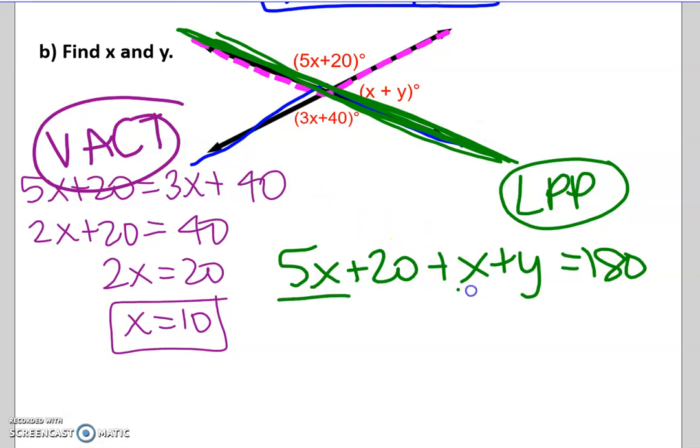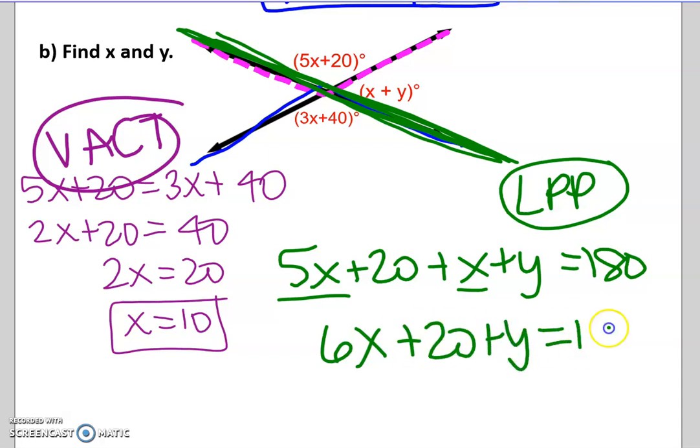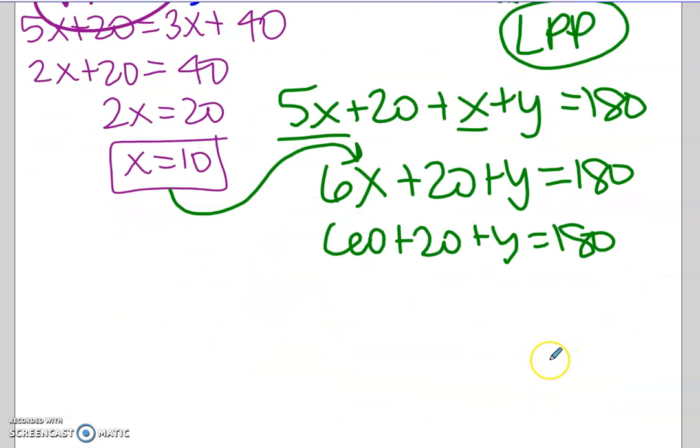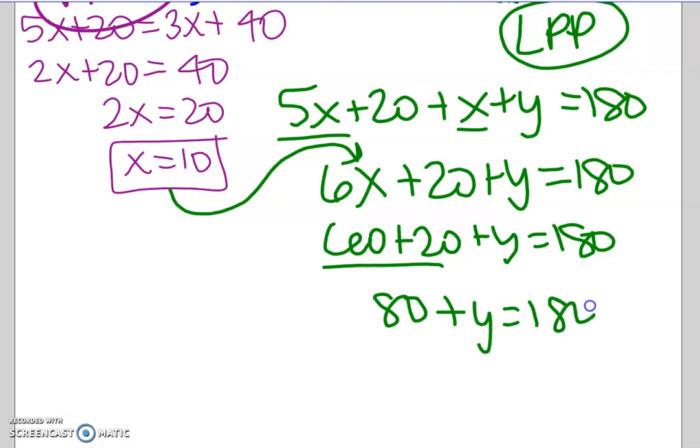Let's combine like terms. 6x plus 20 plus y equals 180. Well, wait a second. I know x equals 10. So 6 times 10 is going to give me 60 plus 20 plus y equals 180. Now we can solve this easily for y. I'll combine like terms. Gives me 80 plus y equals 180. Subtract 80 from both sides. Y equals 100. Okay, guys.